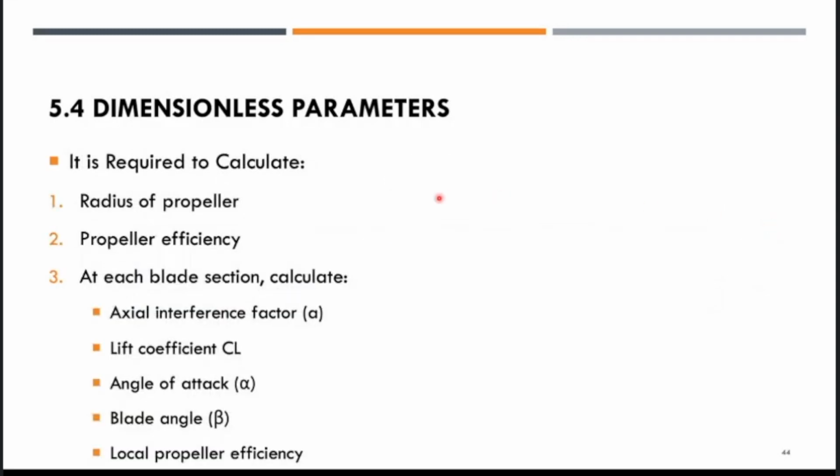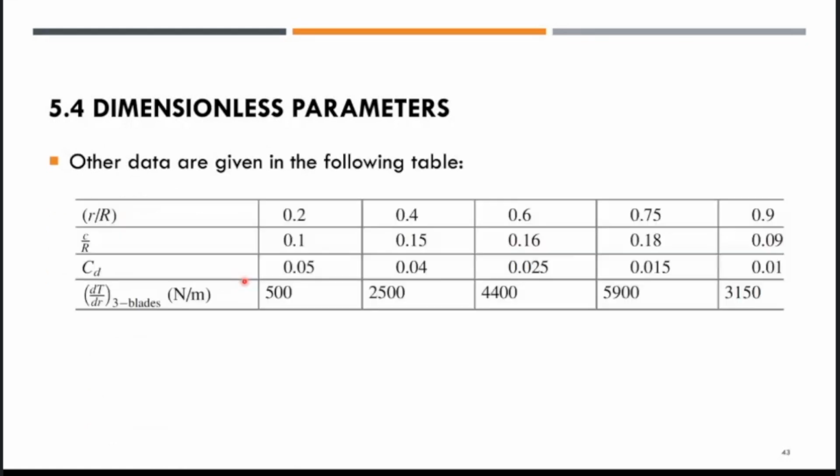So what is required to calculate? You have to calculate the radius of the propeller, capital R, right? And then the propeller efficiency, number 2. And then number 3, at each blade section, right? So blade section, over here at every location, 0.2, 0.4 until 0.9.